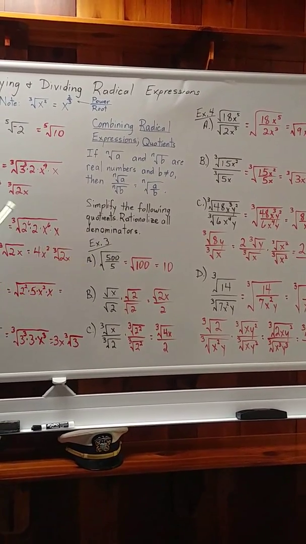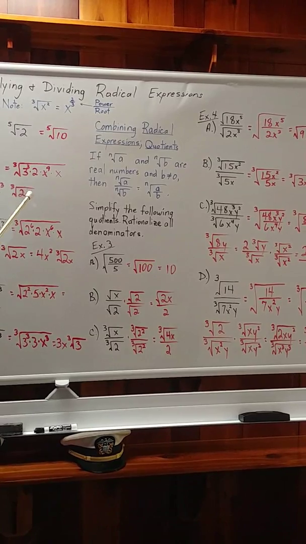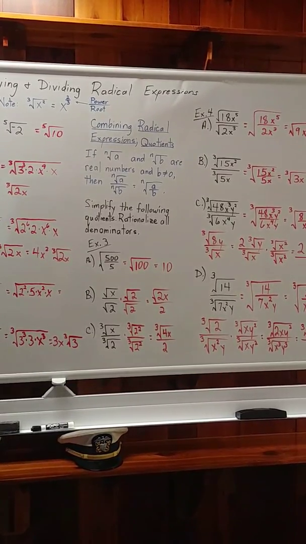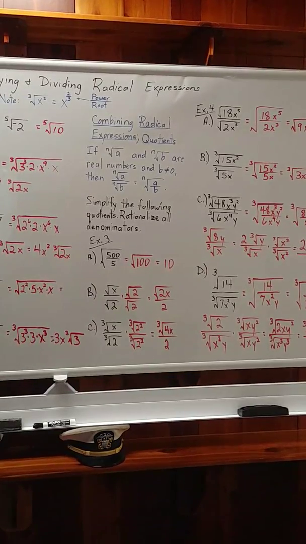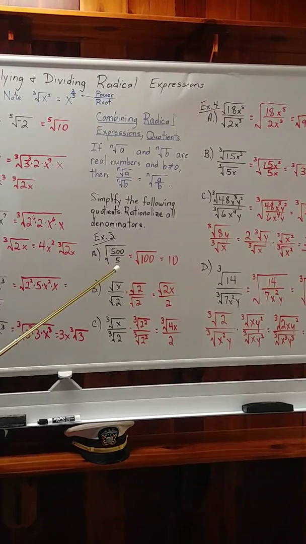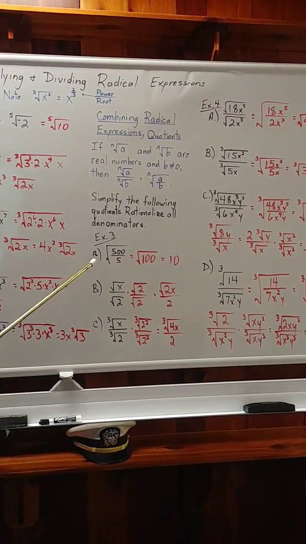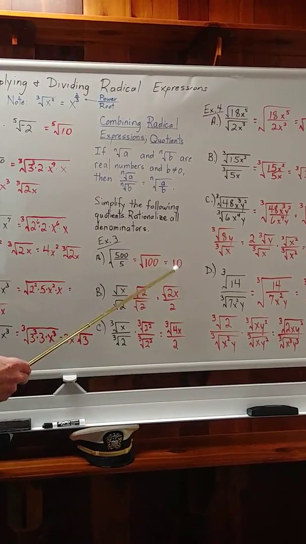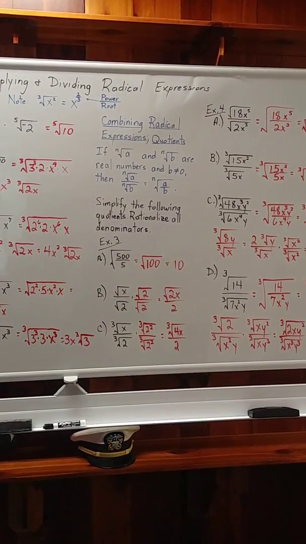We have the square root of 500 over 5. Now our objective here is to make sure we leave no fractions inside of radicals and no radicals inside of a fraction. So I have a fraction under a radical, I can't leave it that way. 500 divided by 5 is 100. So we have the square root of 100, and the square root of 100 is 10 for our final answer. Completely simplified.